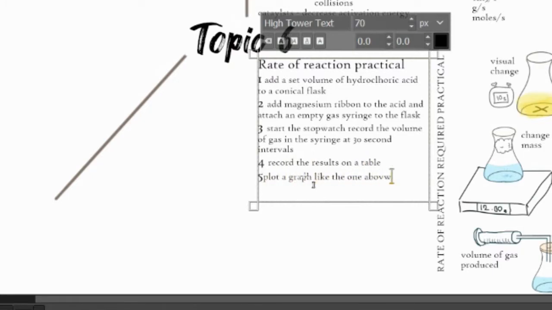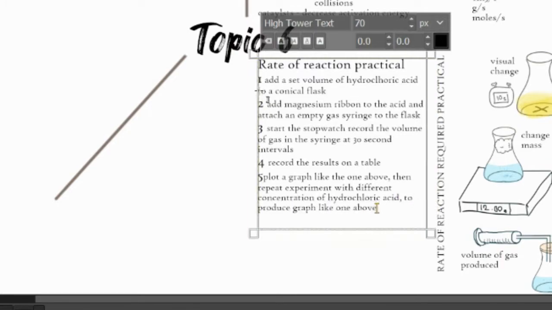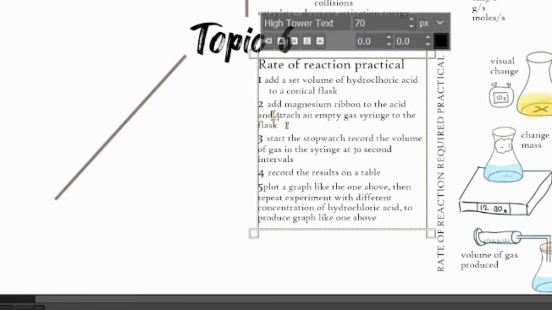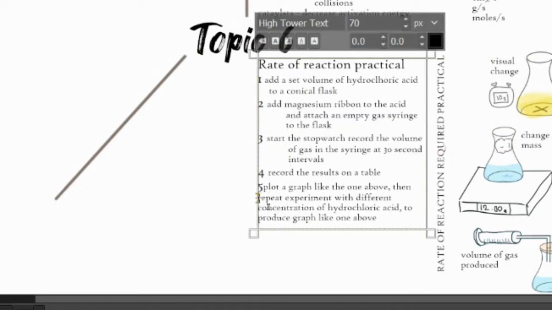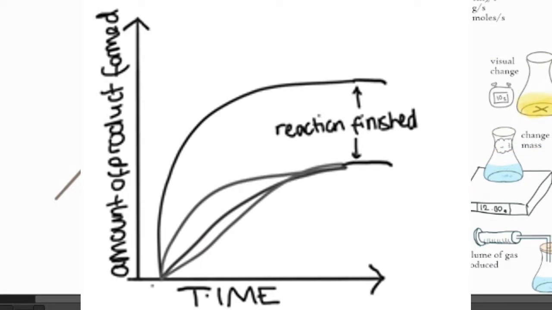Step 4. Plot the results on a table. And Step 5. Plot a graph with x-axis as the time and the y-axis as the volume of gas produced. You can then repeat this for different concentrations of hydrochloric acid, but keep all other variables the same. This leaves you with a graph like this, where you can compare the rates of reaction for different concentrations of acid.